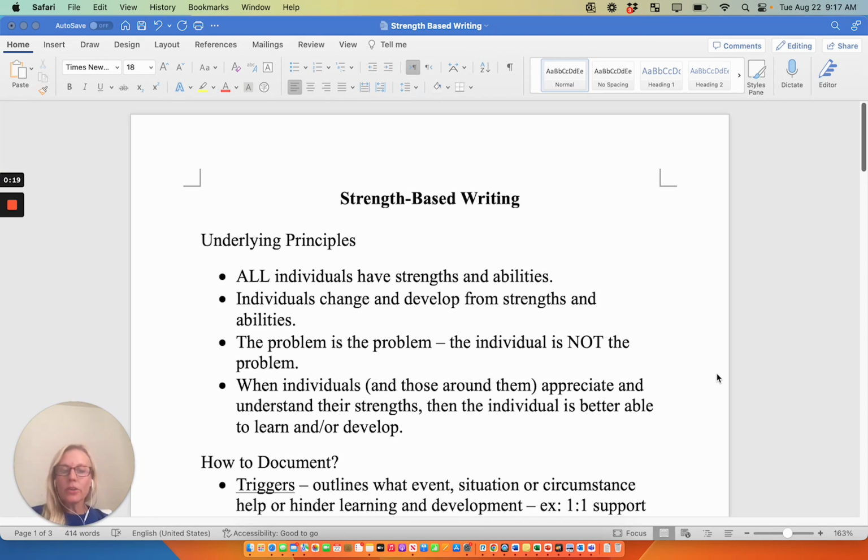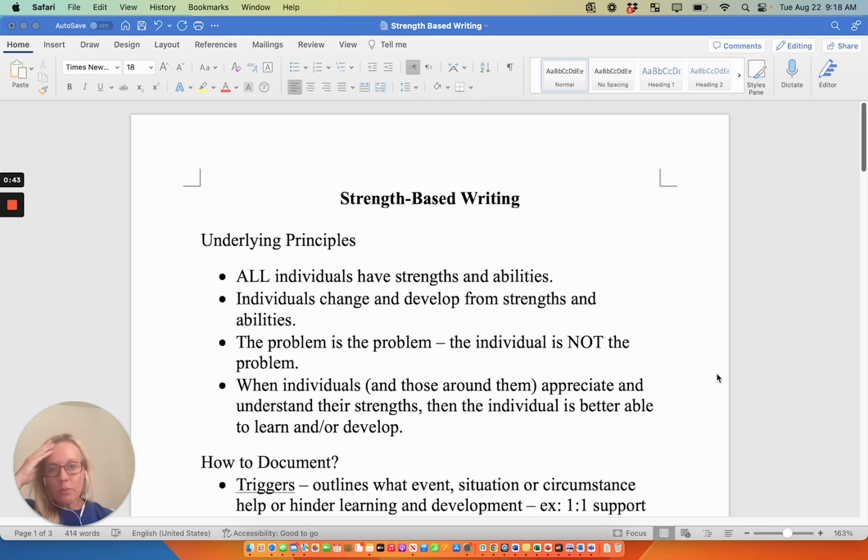The underlying principles of using a strength-based approach, but also writing, are that we're assuming that all individuals have strengths and abilities, and that individuals change and develop from those strengths. So when we focus on strengths, children learn quicker. The problem is the problem, the individual is not the problem. When individuals appreciate and understand their strengths, the individual is better able to learn and develop.